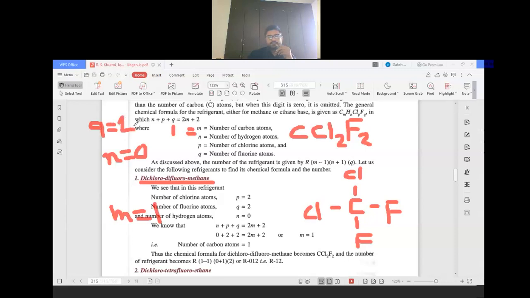So I hope you have understood this. This is our formula, and we have written M, N and Q from this formula. Clear? Now we will write our refrigerant name.